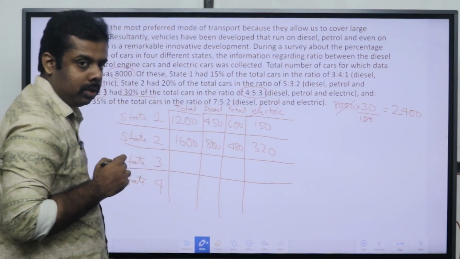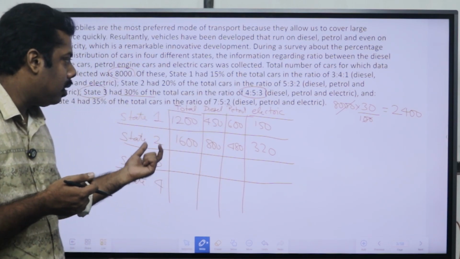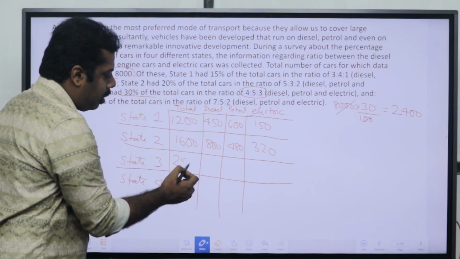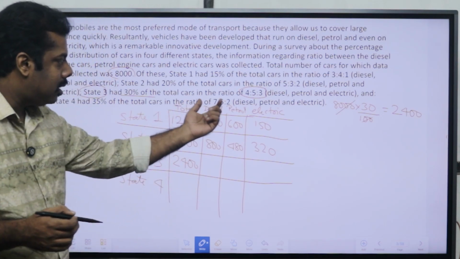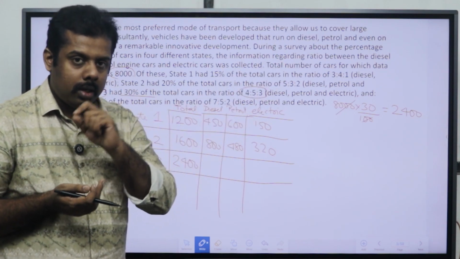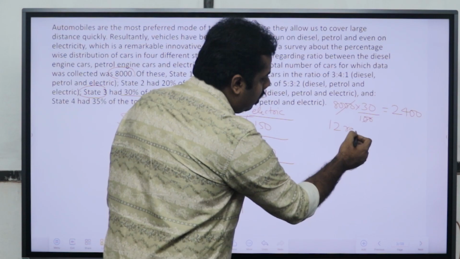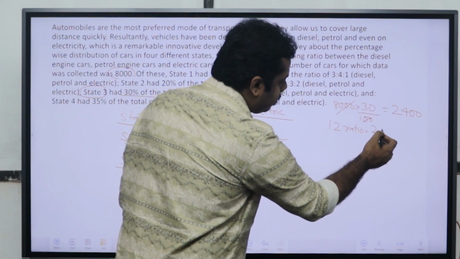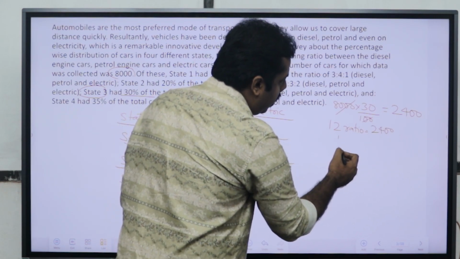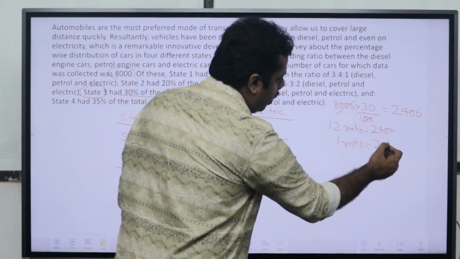4 is to 5 is to 3. Same way, if we add these three ratios, it should be equivalent to 2,400. Adding these three ratios, 4 plus 5 plus 3, that is 12 ratio. So 12 ratio as we know is equivalent to 2,400 here. So 1 ratio will be what here? 1 ratio has to be 200.